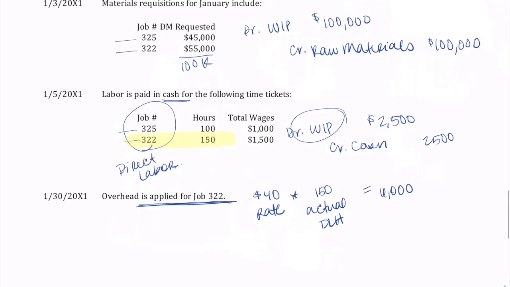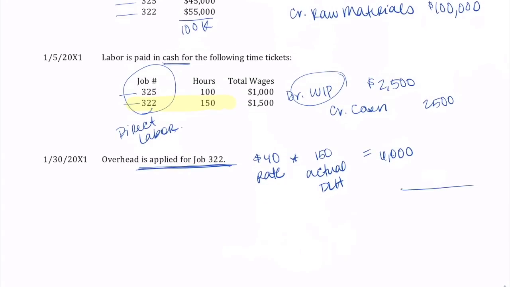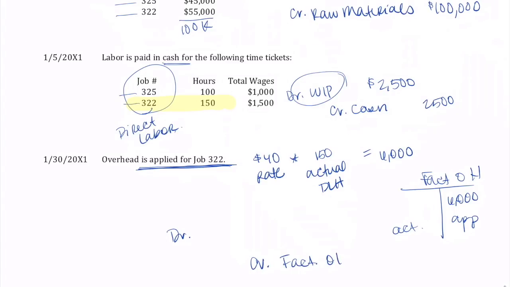Okay, remember when I'm applying overhead, remember when we had our factory overhead account, applied goes over on the credit side, actual goes on the debit side. So 6,000 is being applied. Think about that journal entry. We know the credit is to the factory overhead account for 6,000. The debit is to the WIP. Remember, the WIP is keeping track of the total cost of making that job. All right, so think about that for a second. We're going to keep going.